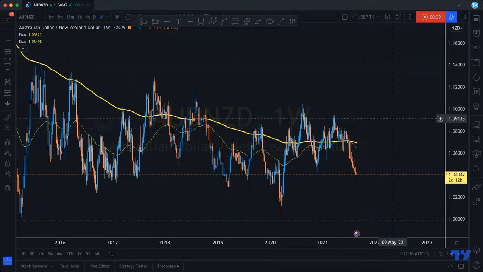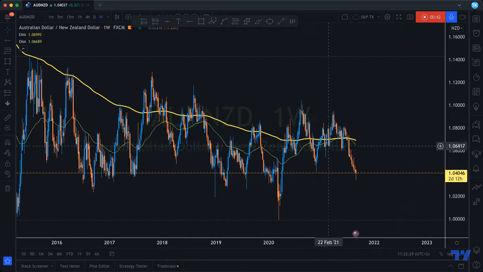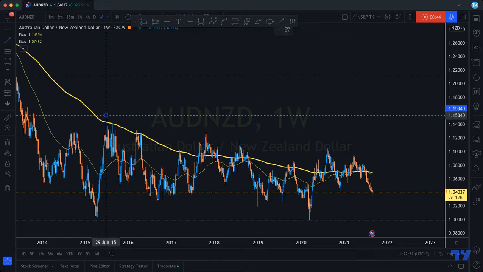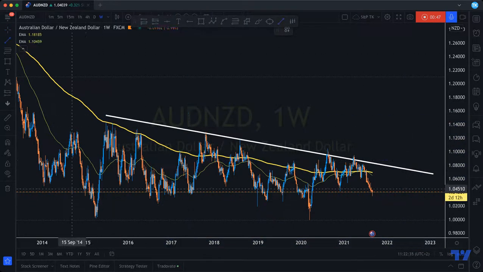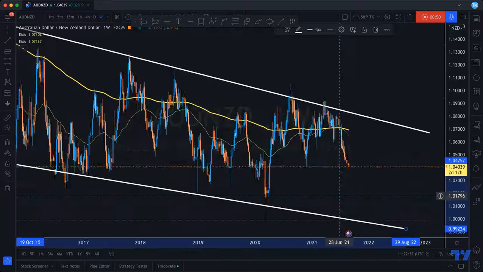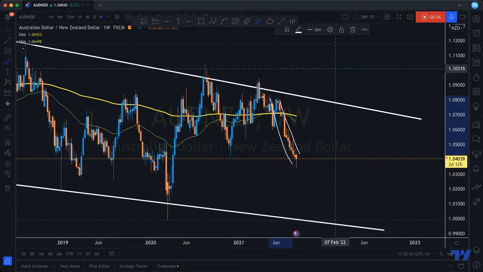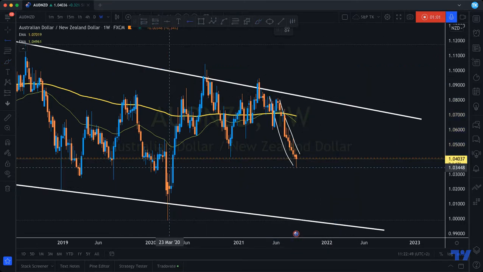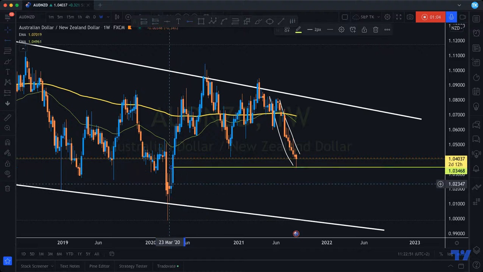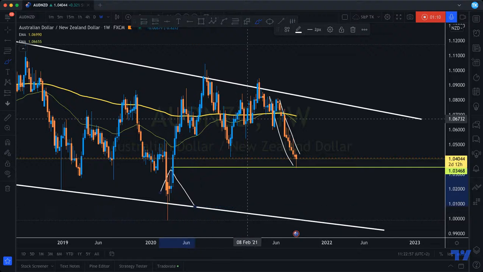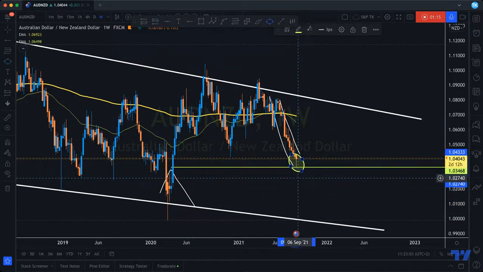So let's start with a weekly point of view, in which, as you can see, we are in this channel. We are on a strong bearish momentum. Price reacted here to this level from which price reacted in 2020. So this is very important. In fact, price reacted this week.